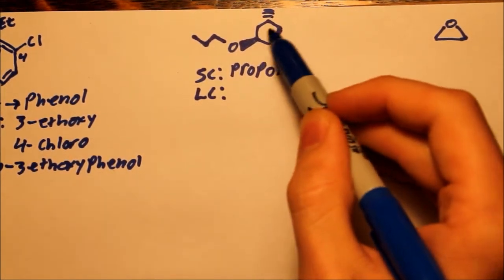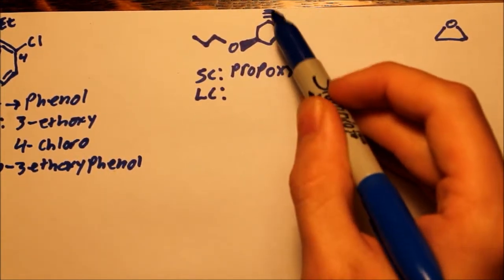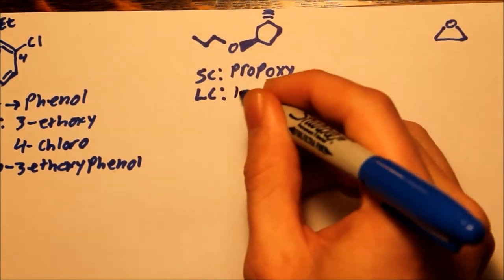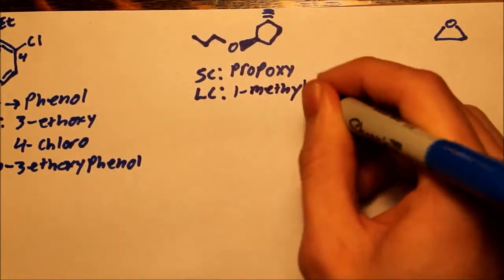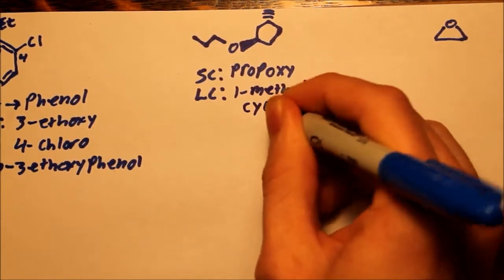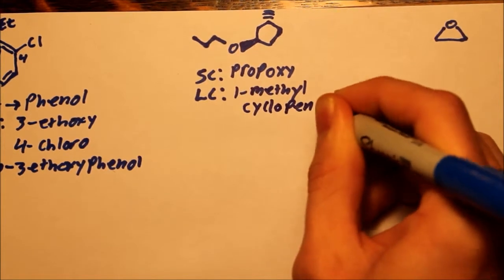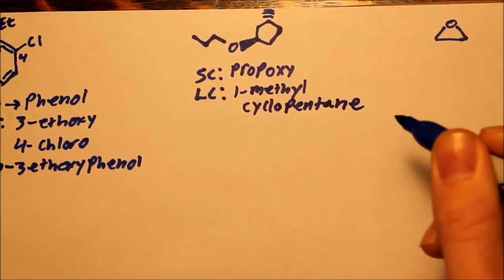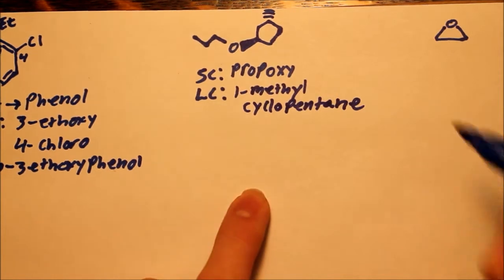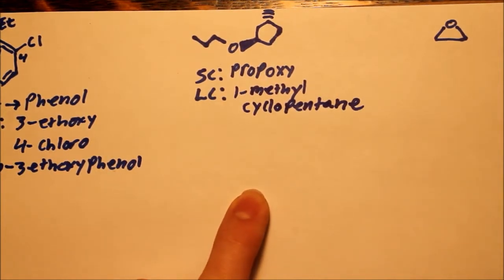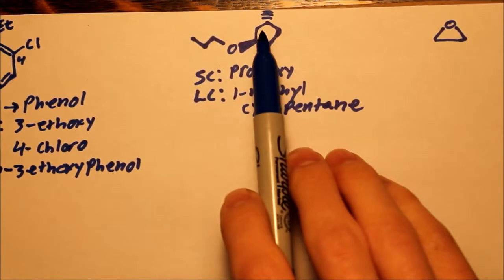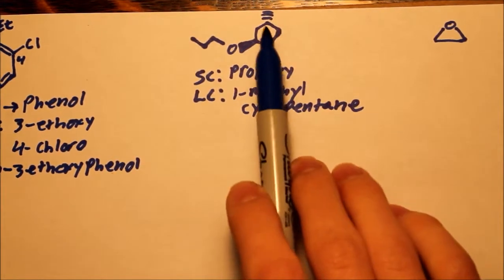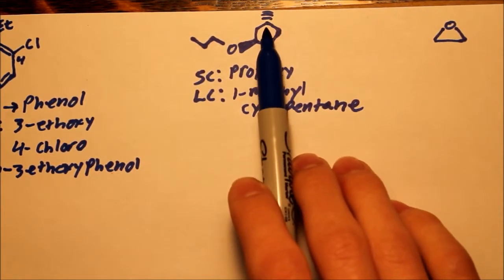And so since we have a cyclopentane here, and we have a methyl, so we have 1 methyl cyclopentane. Alright. Now what we need to do is we just need to number these. And so what we do is we can just say that with this methyl group here, this is our first priority.